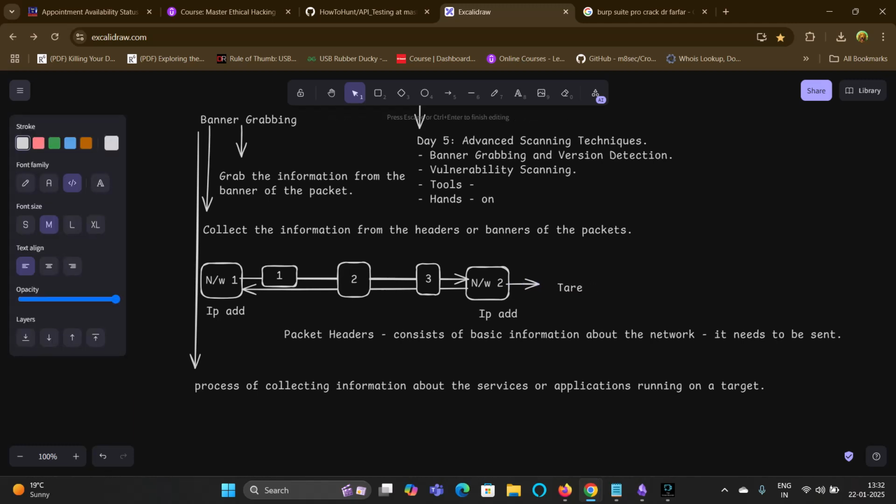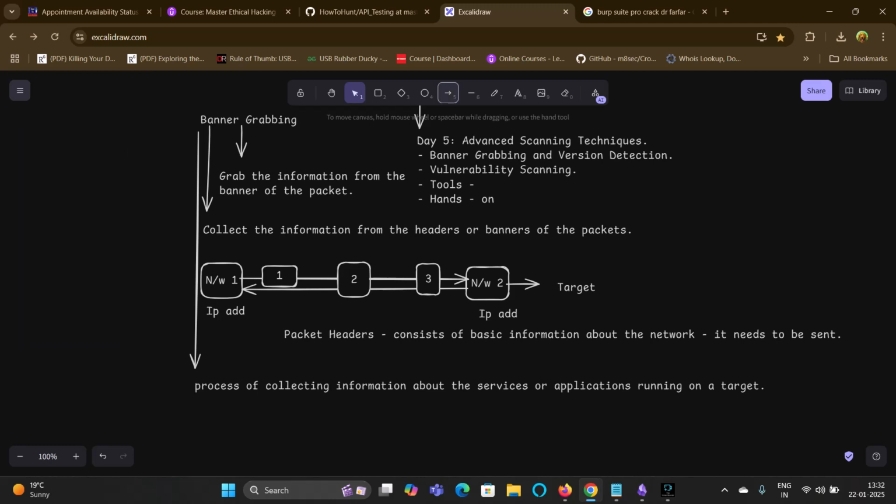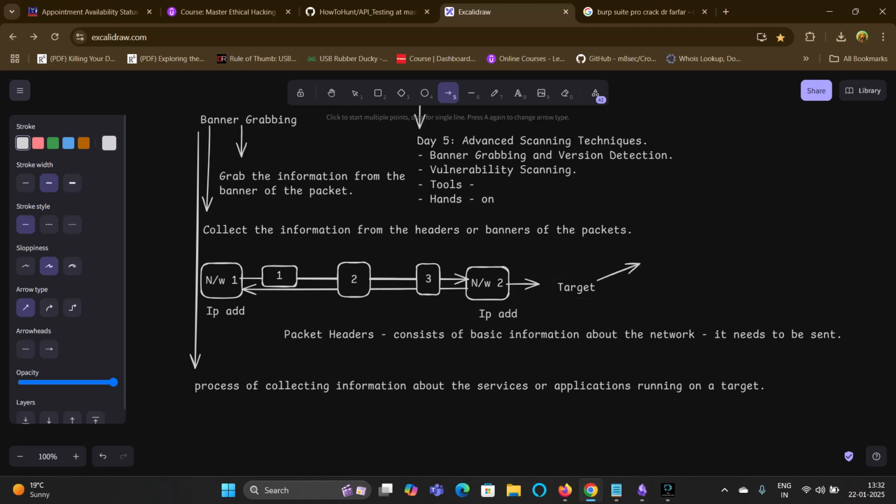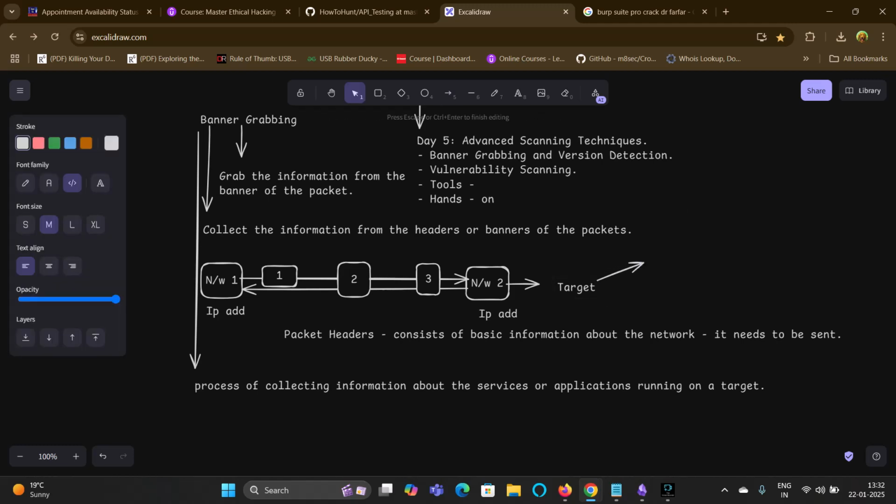And when we are sending our data from network 2 to network 1, then it is consisting of some kind of information from which, like you can say, okay, let me just write it over here. Let's say it consists of: it is using version 2 of Apache. So that's how it is having a local host.